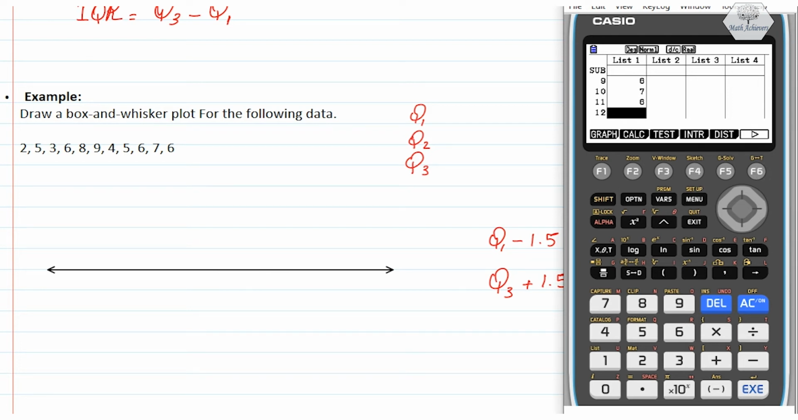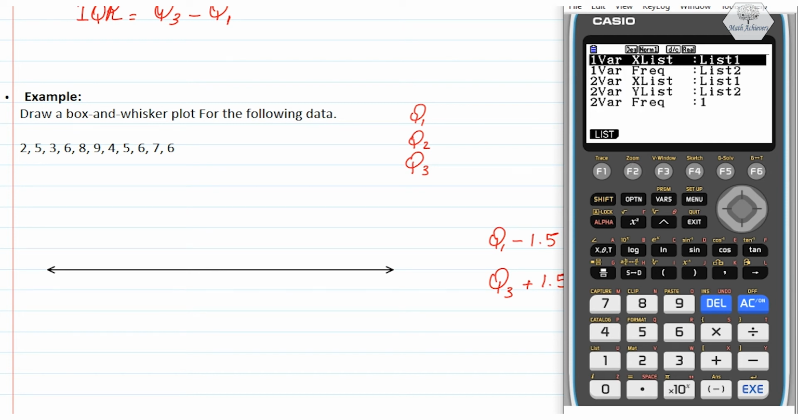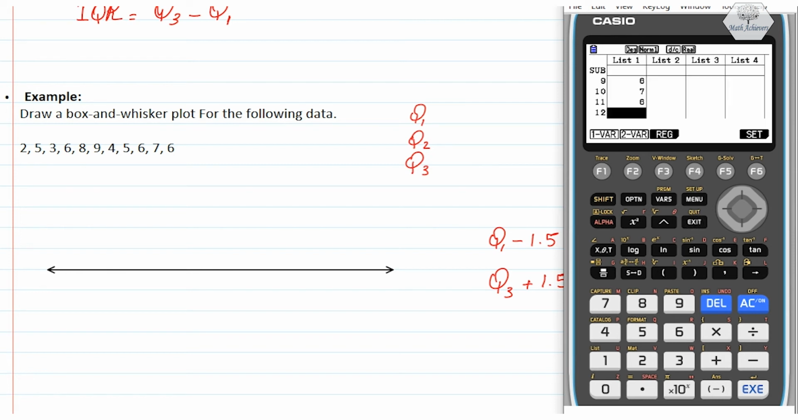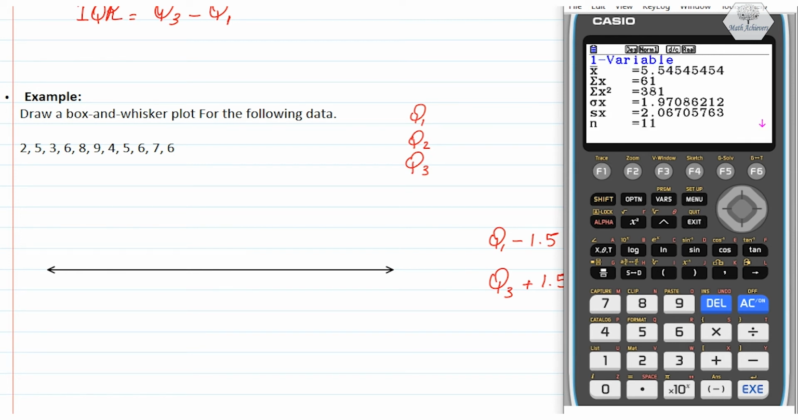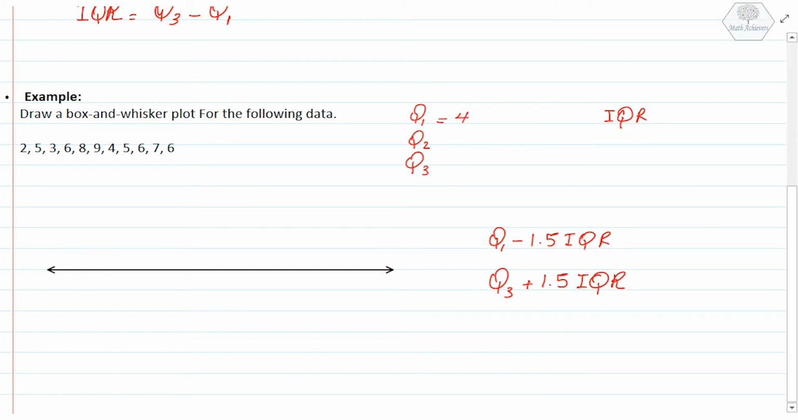We go to calc, we go to setting, because I don't have a frequency list in here, so I set it again to 1. There is no list. And I go to 1 var. So I can find that Q1 is equal to 4, median is equal to 6, and Q3 is equal to 7. Now, the IQR is simply equal to 7 minus 4, which is equal to 3.